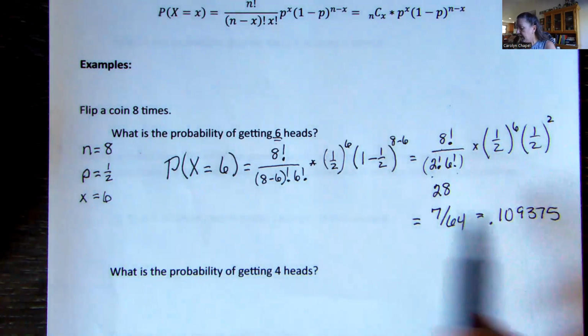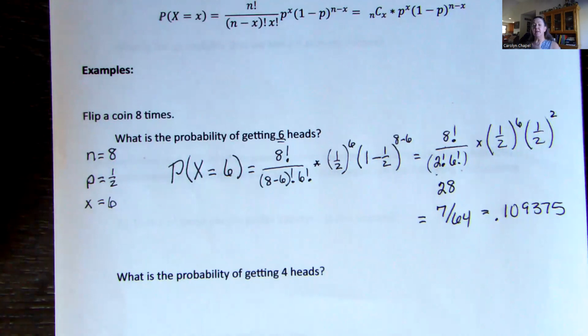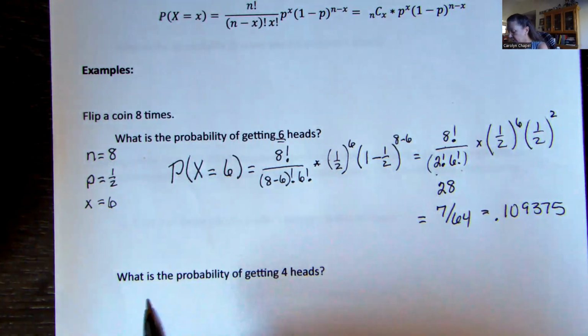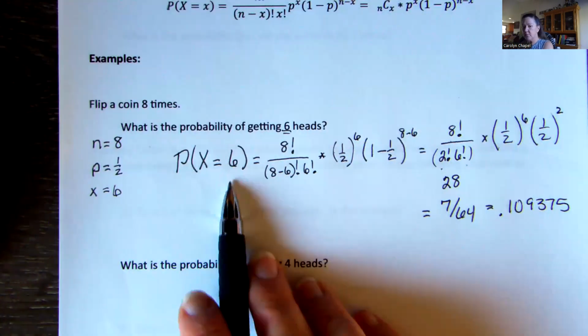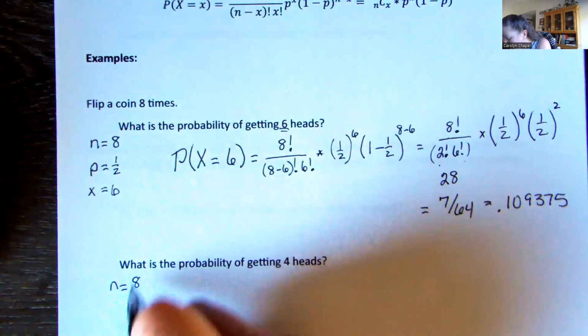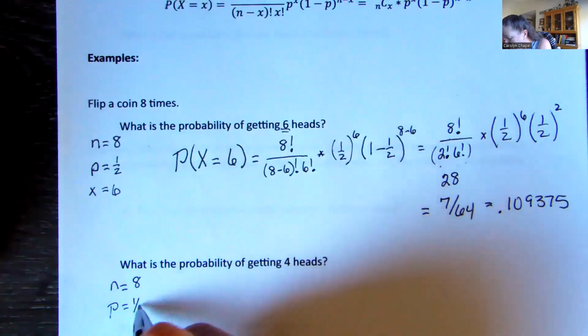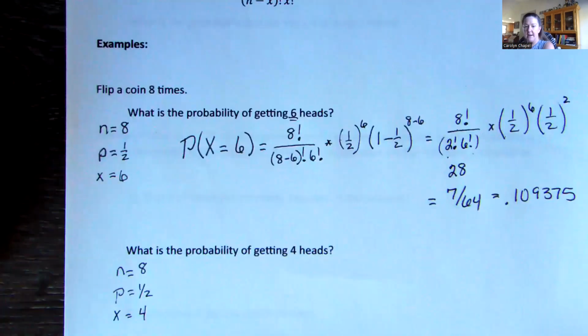Okay. So I'm going to do this one again as well. We will use the calculator as well. And then, like I said, I'm going to go to technology to show us how we can do this using technology as well. So here we're going to do, what is the probability of getting 4 heads? And so instead of 6, we're going to do 4. Same pieces here. My n is 8, p is 1/2. This time x is 4.